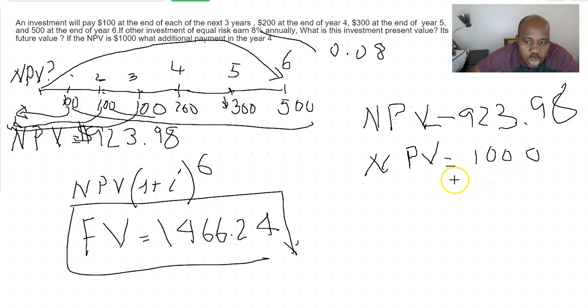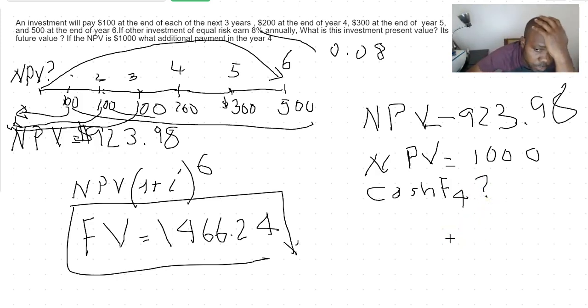So they are asking me what additional payment in year 4. I don't know it. I'm trying to find a cash flow in year 4. So they're asking me what cash flow for year 4 I need to get $1,000.